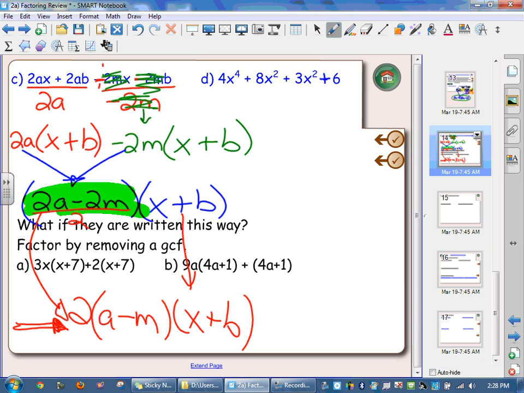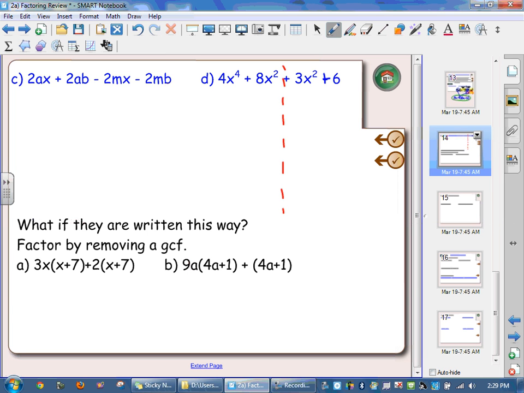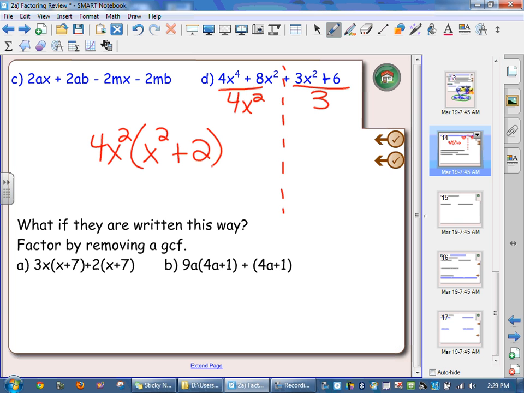Let's take a look at D. Letter D. If we take a look at letter D, both of them are divided evenly here. They can both divide by 4x squared on the left, and the right-hand side can divide a 3 out. So my left-hand side, 4x squared comes out. I end up with an x squared plus 2 left over. On the right-hand side, I take a 3 out. I get an x squared plus 2. Inside my brackets is identical. So my final answer is going to be 4x squared plus 3 that get written in a bracket together. And then I stick my x squared plus 2 on the end. And I only write it once.